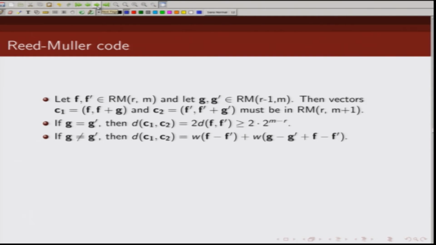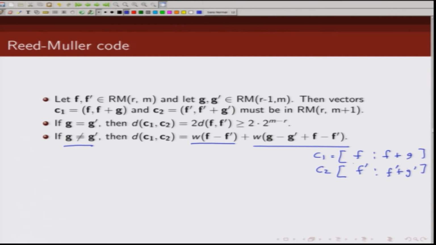Next, we consider the case when g is not the same as g dash. Now, the minimum distance of the code is the number of positions where C1 and C2 are differing. This can be written as weight of f minus f dash, plus weight of g minus g dash, plus weight of f minus f dash. If we are talking about binary codes, plus is also fine, because it is the same thing. So, if you have two code words, C1, which is f and f plus g, and C2, which is f dash and f dash plus g dash, then the minimum distance between C1 and C2 is given by weight of f minus f dash, plus weight of this minus this. That is what we are writing here.